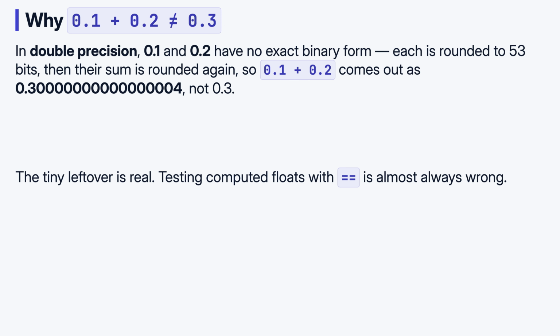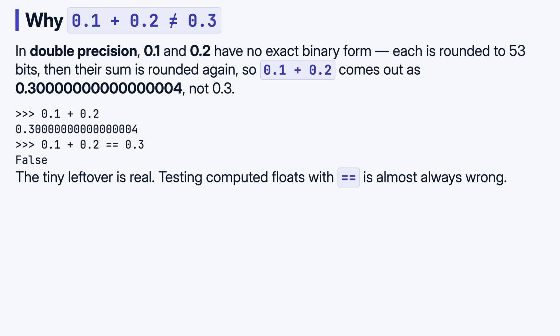Now back to the puzzle from the very start. Why is 0.1 plus 0.2 not 0.3? Pause for a second and predict. What will Python print, and will it be equal to 0.3? And there it is. In double precision, the sum prints as 0.3 followed by a long tail ending in a 4, and the test against 0.3 returns false.